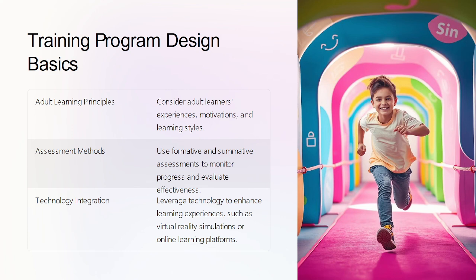So in training program design basics, you need to understand the principle, the method, and the integration of the trainings. These are the three important components of designing the basics of a training program. First the principles, after that the methods, and the integration. Now, what is the adult learning principle? This adult learning principle will share the experiences, the motivations, and the learning style.